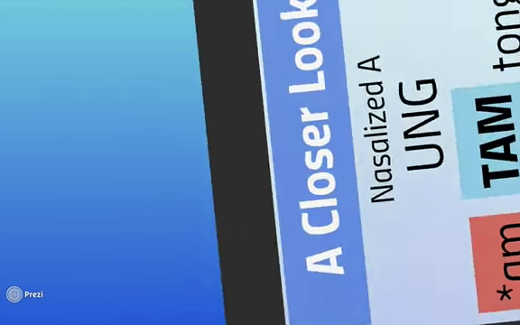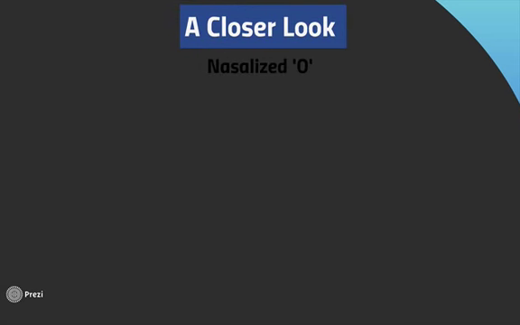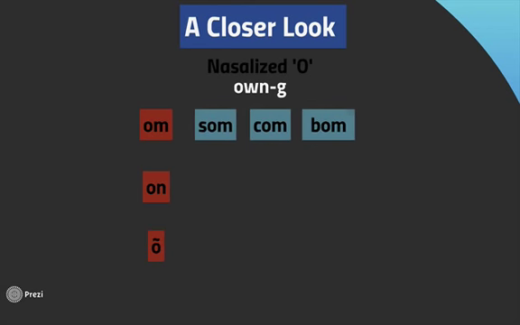Nasalized O is harder to find exact English words for comparison, but think of the word own with the G at the end. Own. Again, without closing your lips all the way. For OM, we have three common words. Som, com, and bom. So think of that O-W-N-G, om sound, as I mentioned. Som, com, bom.